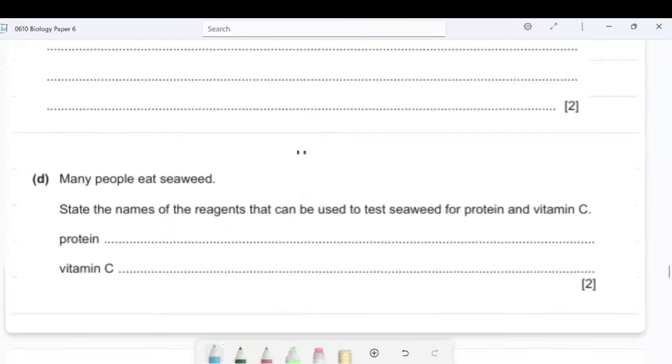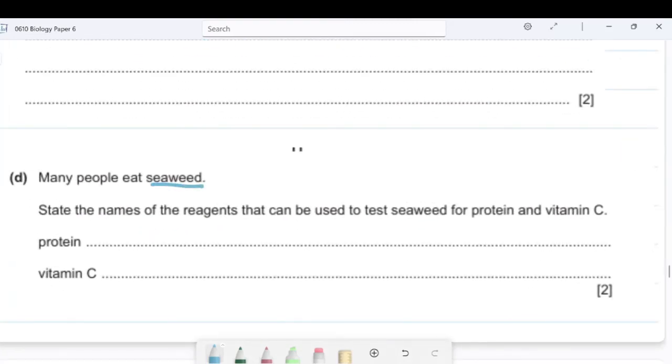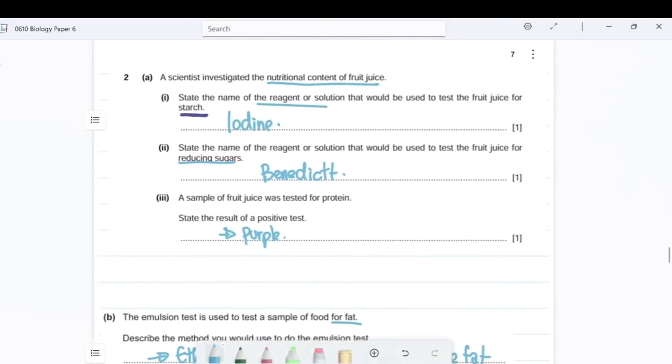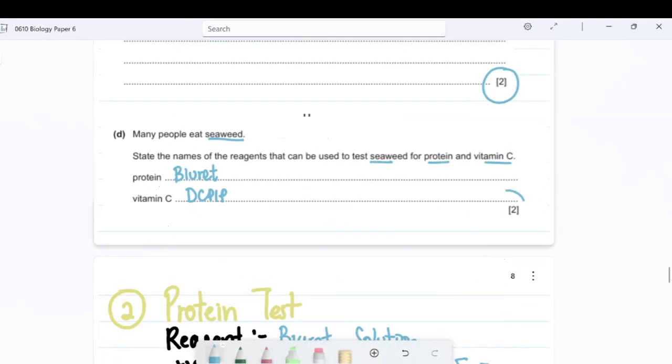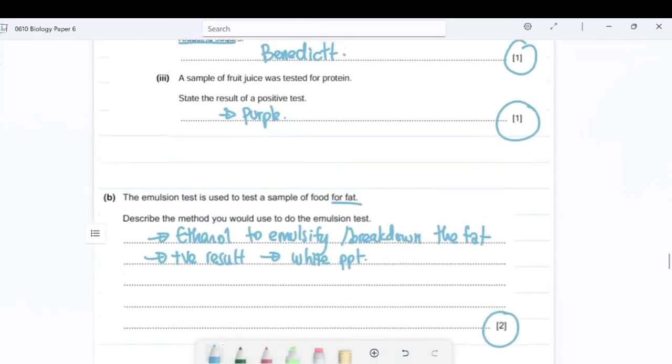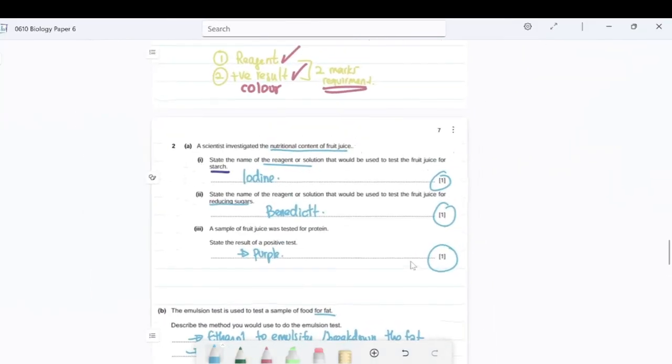Now, many people eat seaweed. Name the reagents that can be used to test seaweed for protein and vitamin C. Protein, remember, not Benedict, it's biuret. And for vitamin C, we're using DCPIP. Cool name. So in this paper, I get 1, 2, 3. 3 plus 2 is 5. 5 plus 2 is 7. 7 marks, guys.